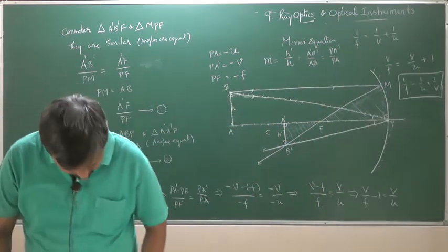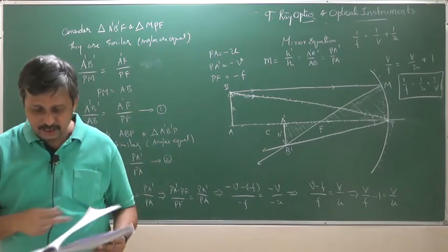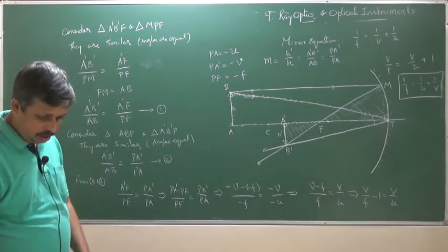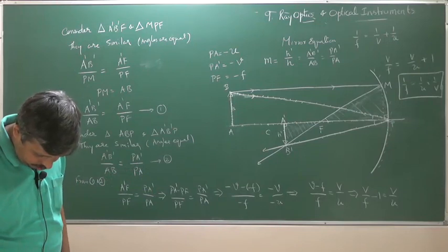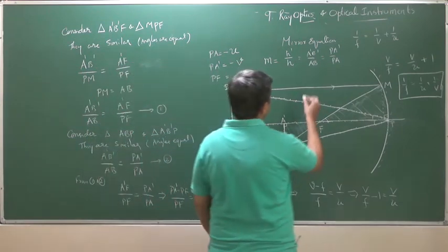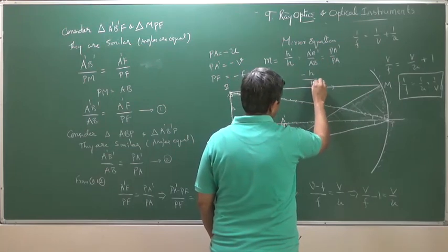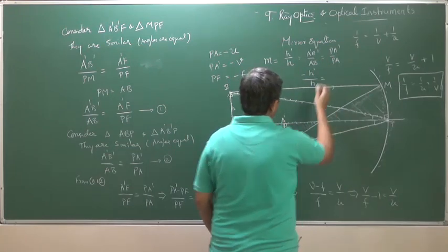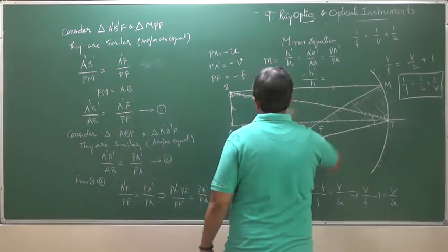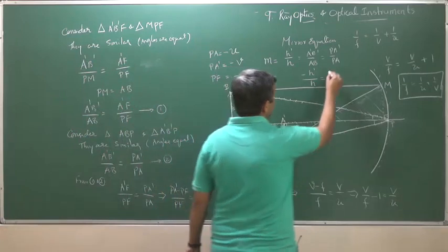So now you substitute with respect to the UV values and see what will come. So this is minus h dash by h. One of them is negative, the other one is positive, is equal to, this is again PA dash, minus v by minus u.